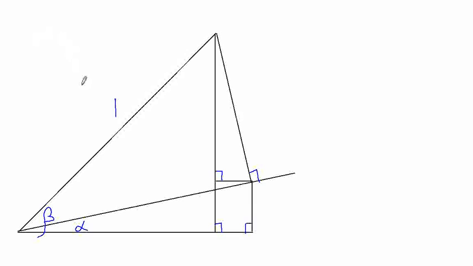Okay, so notice that the line segment with a length of 1 is the hypotenuse of a right triangle. It's the hypotenuse of a right triangle with an angle of measure beta. Okay, therefore, one of those legs has a length cosine beta. Okay, the other leg of that same right triangle has a length sine beta.